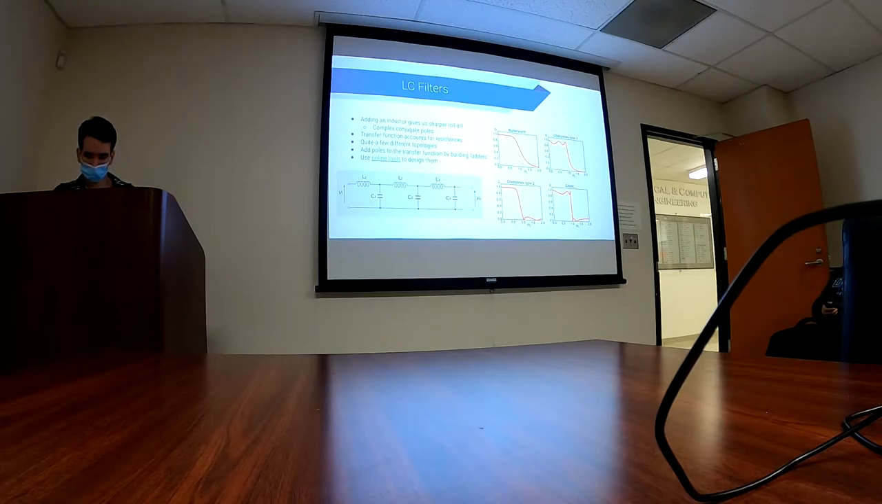Then you have Chebyshev filters. They're a bit sharper in terms of their drop-off, but they give you some rippling either in the pass band or the rejection band. Finally, you have something called elliptic filters. They have really sharp roll-off, but they have ripples both in the pass band and the rejection band.